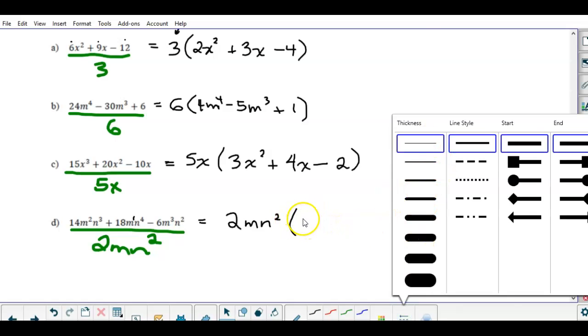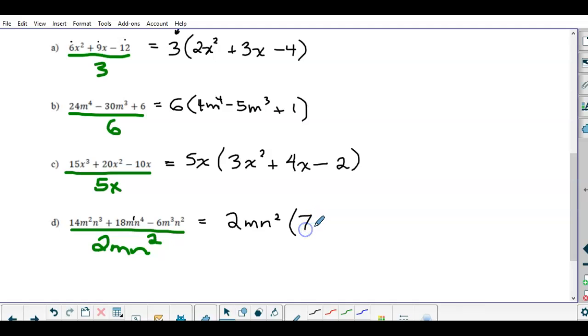Okay, and so 14 divided by 2 is 7. M squared divided by m is m. N cubed divided by n squared is n. So you're just using your power laws. Then the next, 18 divided by 2 is 9. M's divide out. N to the 4th divided by n squared is n squared. Then minus 6 divided by 2 is minus 3. M cubed divided by m is m squared. N squared divided by n squared, they divide out.